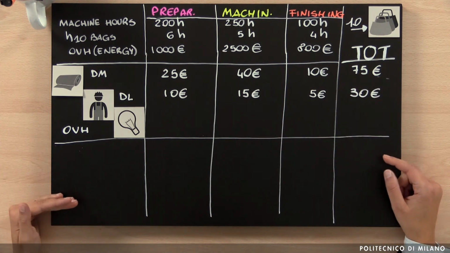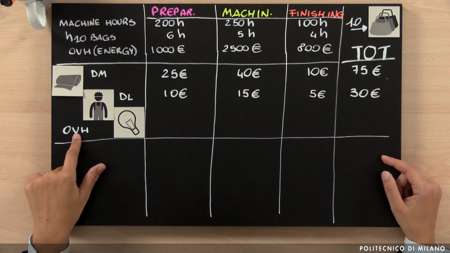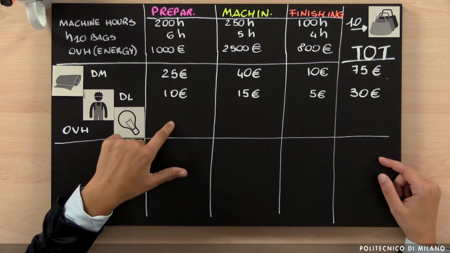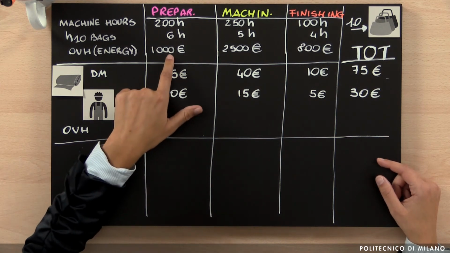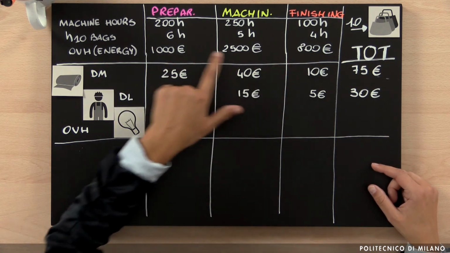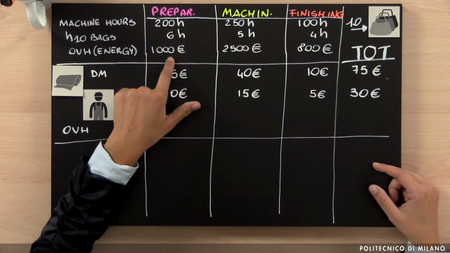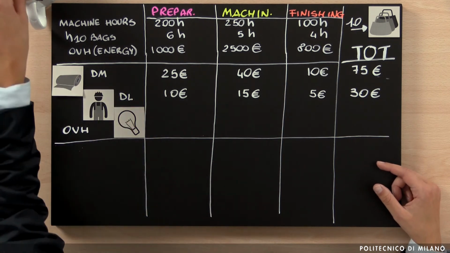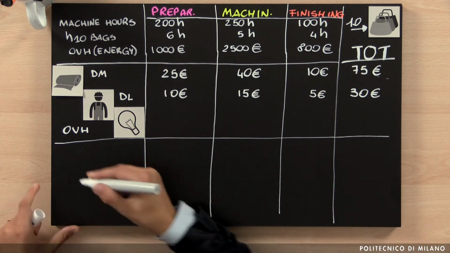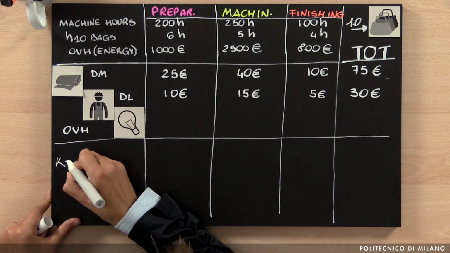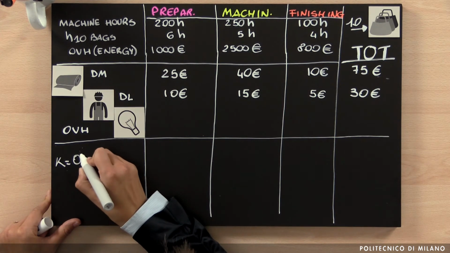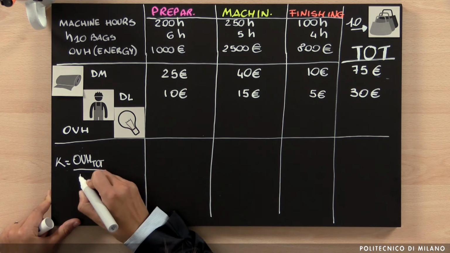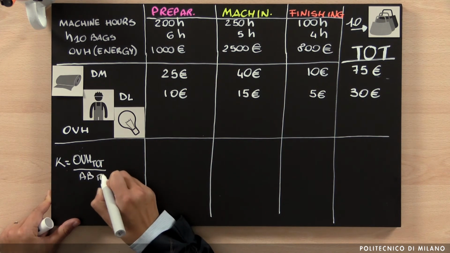We need instead to apply the allocation formula in the moment in which we want to calculate the overhead, so the value of the energy that should be assigned to our specific job. So we already have the value of the energy within each department, but we want to know the portion of this total cost that is assigned to our specific job of 10 bags. We need to apply the formula. So we need to calculate first of all K, where K equals the total overhead divided by the total allocation basis.